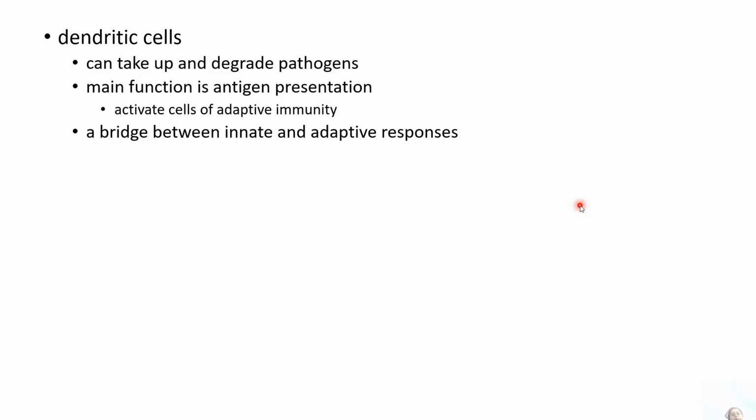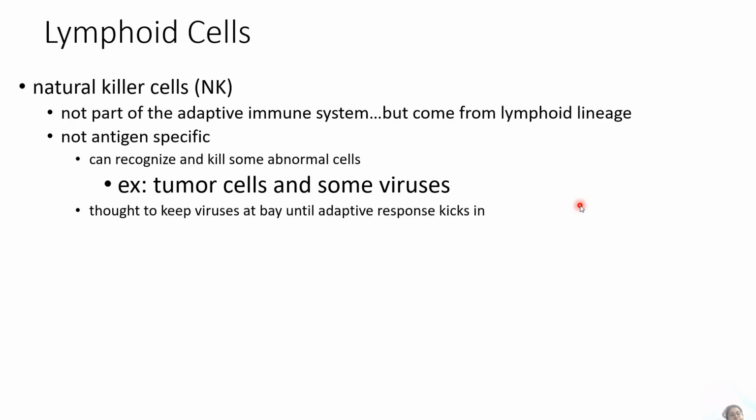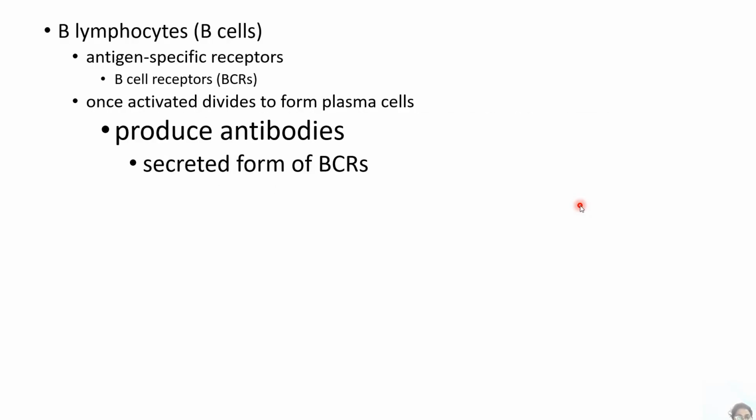Dendritic cells can take up and degrade pathogens. Main function is antigen presentation, activates cells of adaptive immunity. It's a bridge between innate and adaptive responses. Lymphoid cells: natural killer cells, not part of the adaptive immune system but come from the lymphoid lineage. Not antigen specific, can recognize and kill some abnormal cells, tumor cells and some viruses, thought to keep viruses at bay until the adaptive response kicks in.